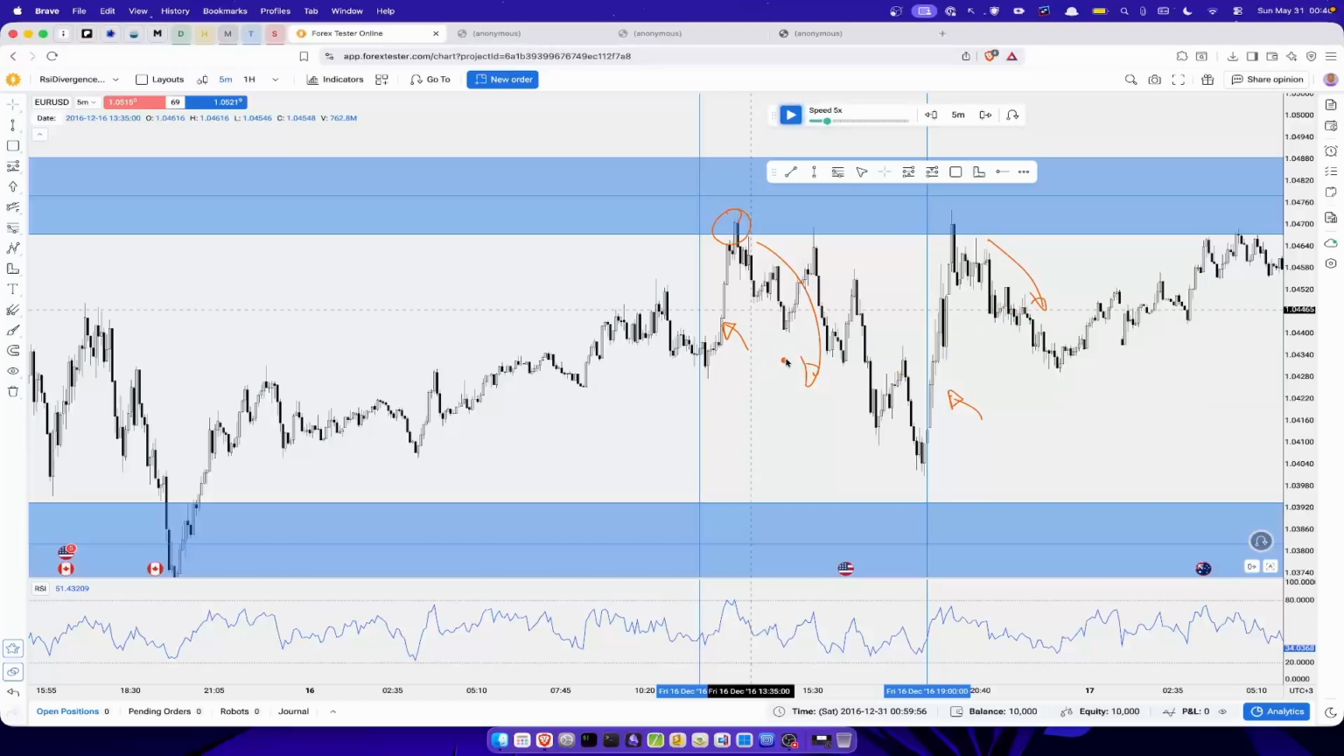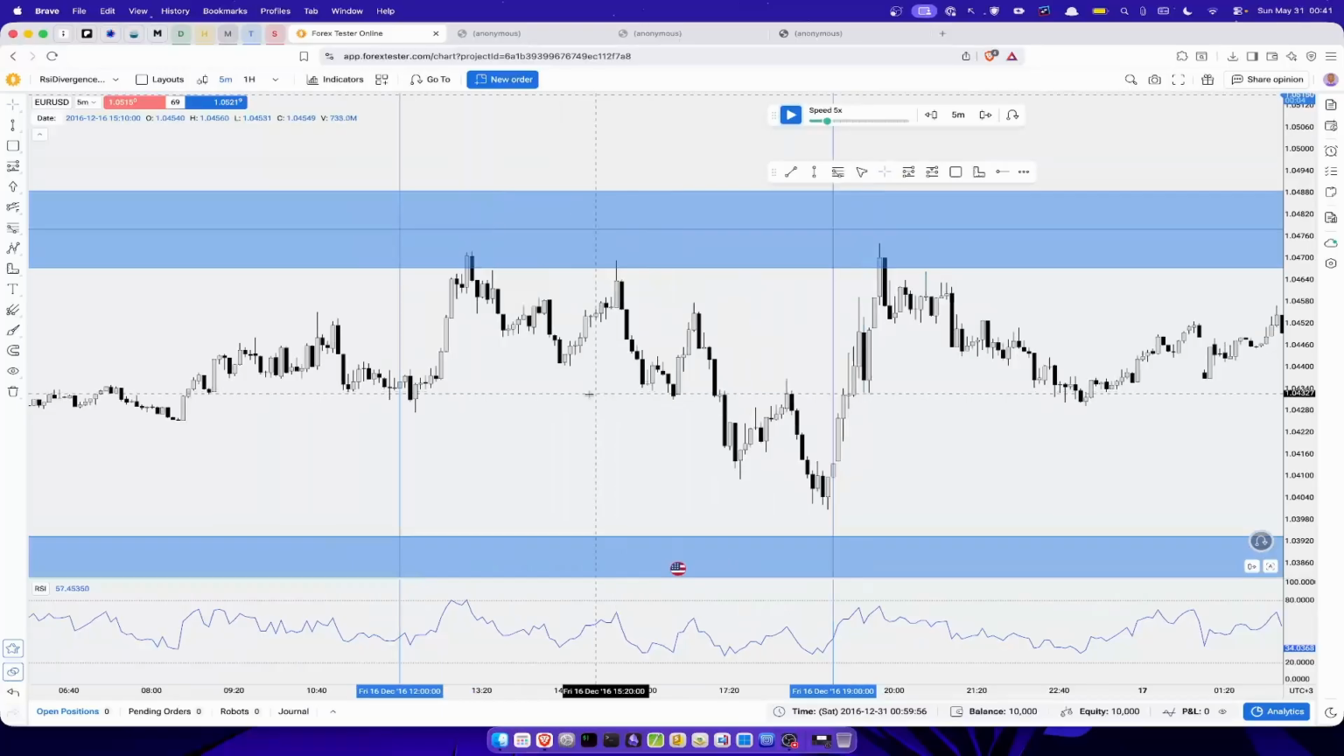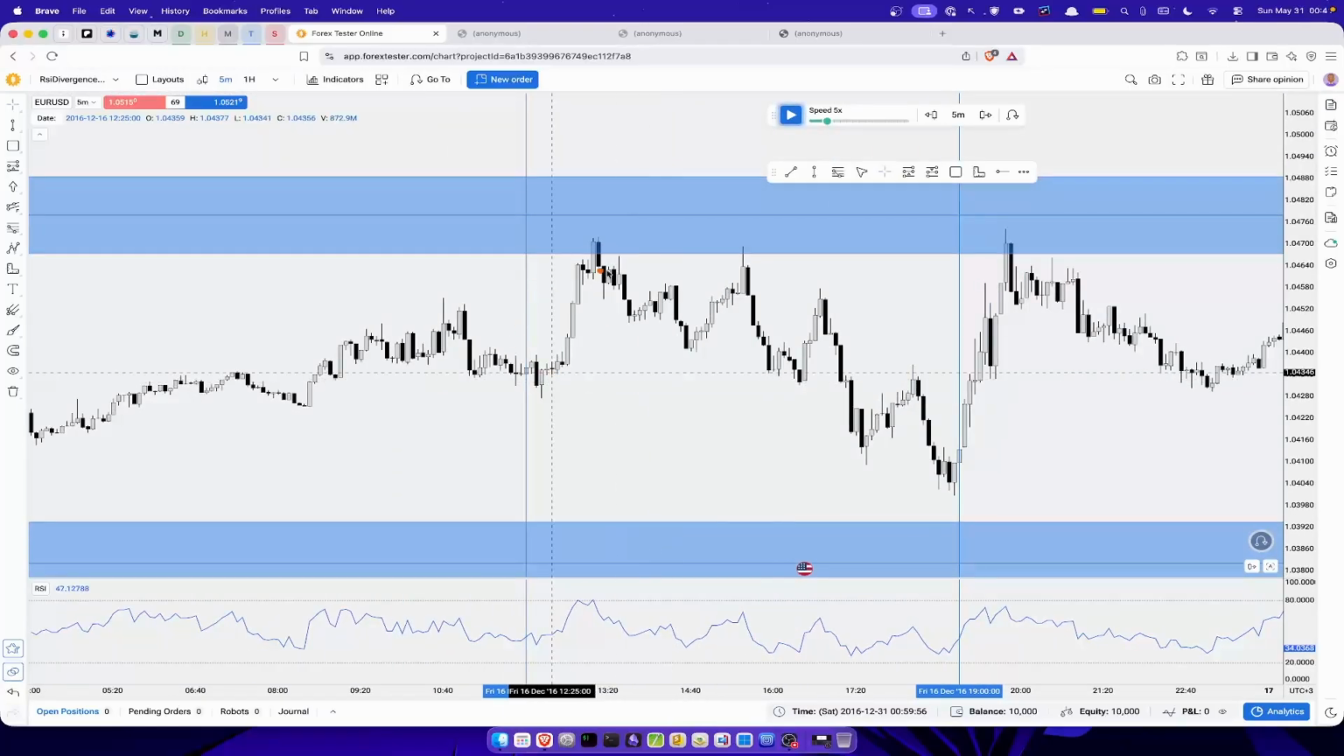So you're essentially studying the structure and trying to evaluate, do we have a lot of wicks forming around this zone? As you can see here, wicks started forming, but they aren't as many compared to this other leg.